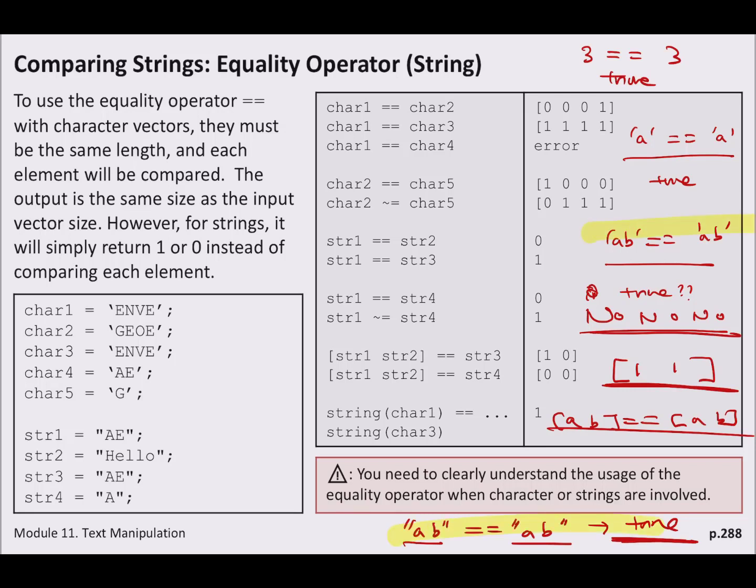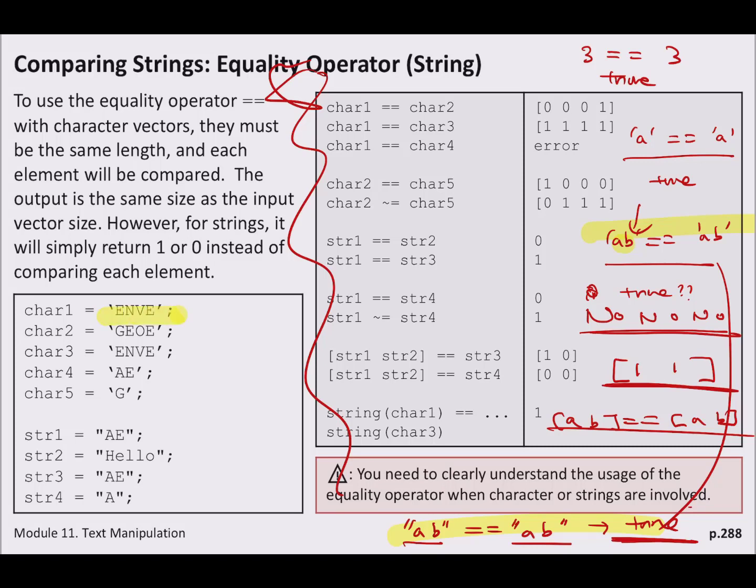This one and this one are very different. Why? String is a string scalar. These are string vectors. This slide is talking about this one. Make sense? Okay, let's see them one by one.